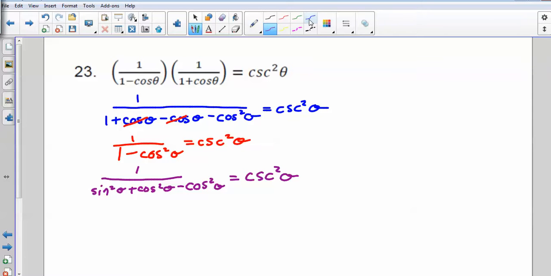Okay, so I do have some things that will cancel out, cos squared and negative cos squared theta. And so now I have 1 over sine squared theta. Okay, now this is one of my reciprocal identities. 1 over sine is the same as cosecant. So now I can do my final step. Cosecant squared theta equals cosecant squared theta.